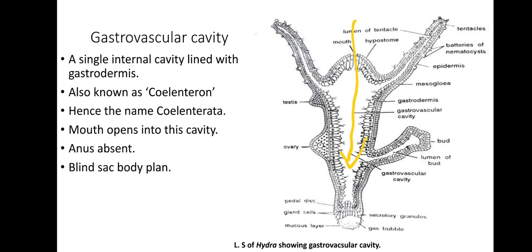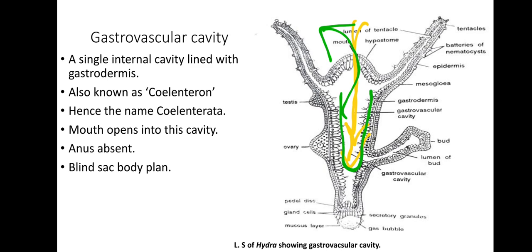And if you see, this leads to a blind bag. So there is no other opening, only one opening, that is the mouth. Food should be taken in through this opening, and once digestion is done, it should be thrown out through the same opening. So the mouth acts as both mouth and anus, and since it is like a blind bag, this body plan of Coelenterata is called the blind sac body plan.